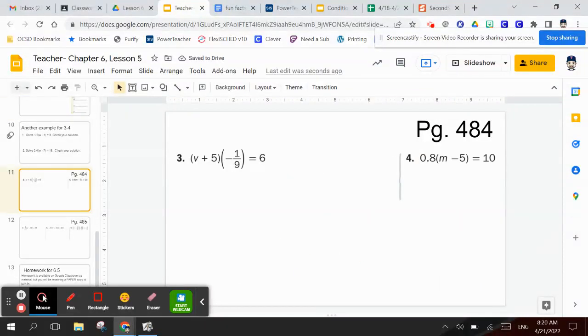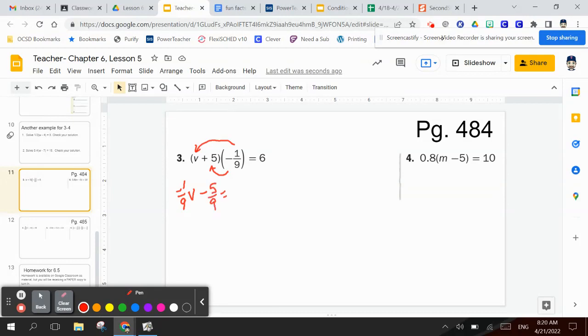One more I'll show you. I'll show you number 3 here. So again, distributive property, I have to multiply each of these by negative 1/9. Negative 1/9 v is negative 1/9 times v minus 5/9 equals 6. So now I'm going to add 5/9 because I have to do the opposite to both sides.